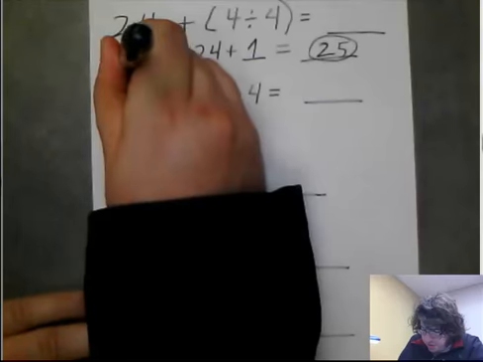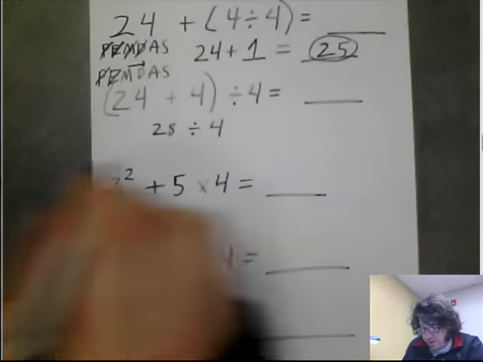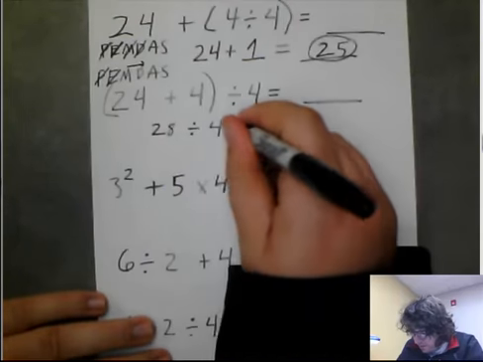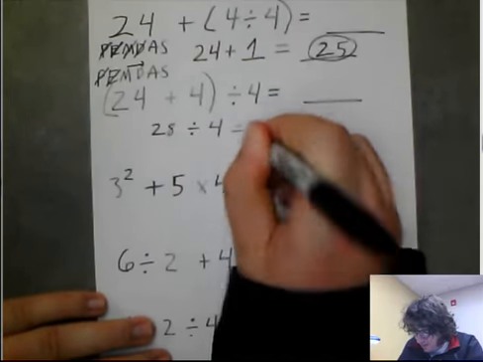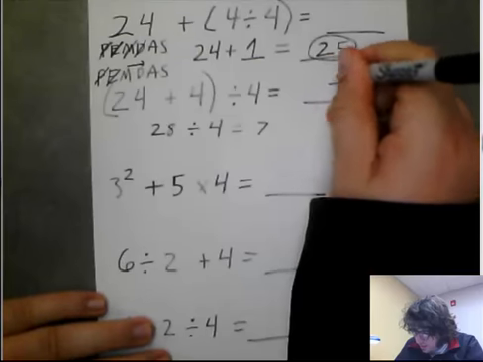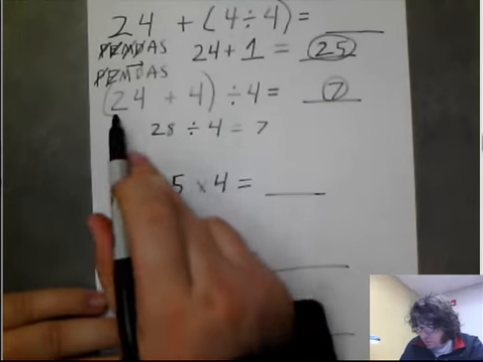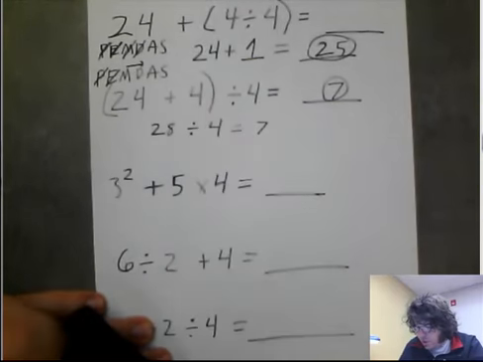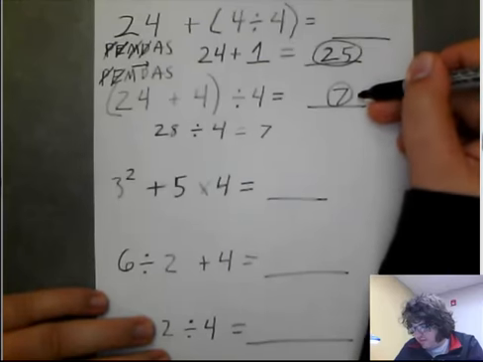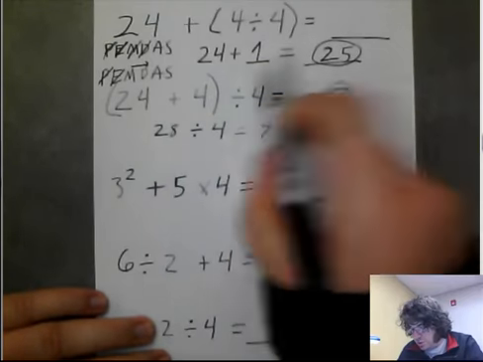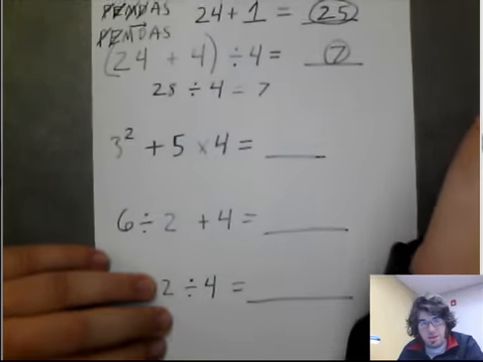Remember, multiplication and division from left to right. I do have some division. I can do it. 28 divided by 4 gives me 7. Okay, and that is my answer because I don't have anything left. I just have 7. So, moving those parentheses changed my answer from 25 to 7. Okay, the same numbers were there, the same operations were there, just the parentheses were moved.